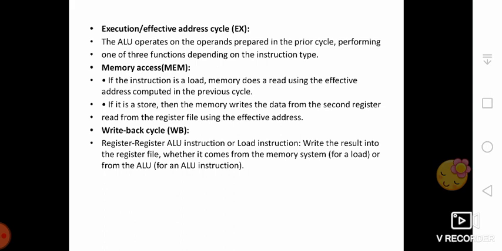Then memory access, MEM. If the instruction is a load, memory does a read using the effective address computed in the previous cycle. If it is a store, then the memory writes the data from the second register read from the register file, using the effective address. Then the last one is the write-back cycle, WB, for register-to-register ALU instructions or load instructions. Write the result into the register file, whether it comes from the memory system for a load or from the ALU for an ALU instruction.